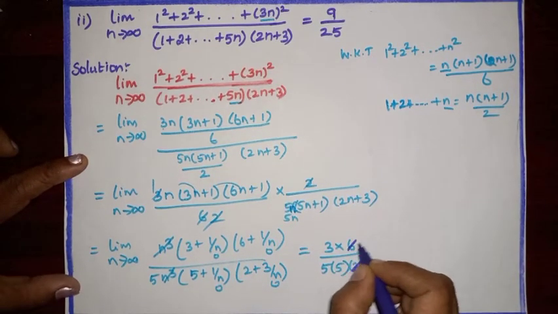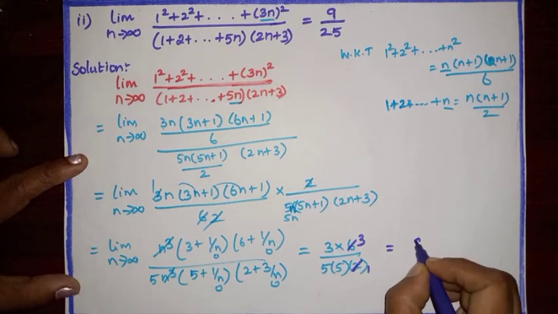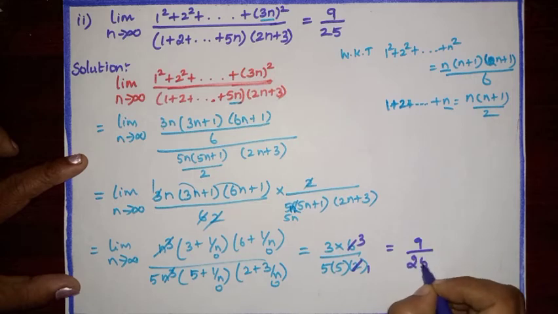1 2 is 2. 3 2s are 6. 3 3s are 9. By 25.